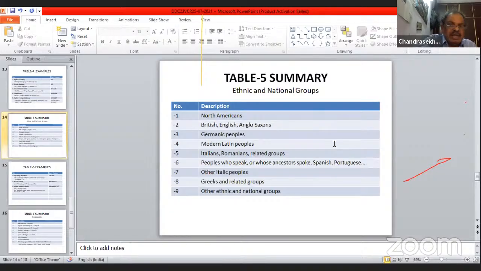Then here are the other ethnic and national groups. All Indians, Chinese, Japanese will come in this one. So 1 is North American, 2 British English, 3 Germanic people, 4 more Latin people, 5 is Italians, Romanians. Then 6 is people who speak Spanish, Portuguese. 7 is other Italic people. 8 is Greeks and other related groups. 9 is other ethnic and national groups.